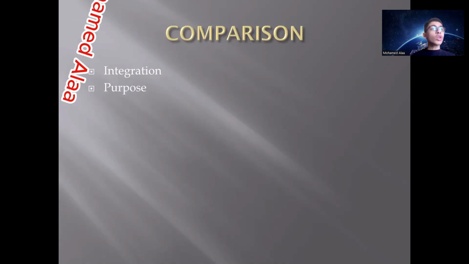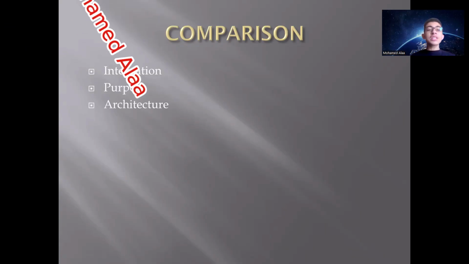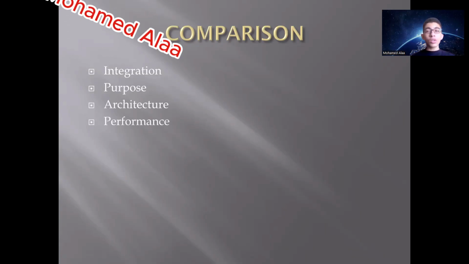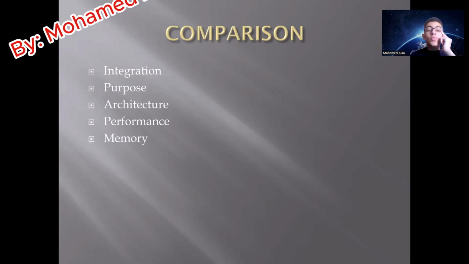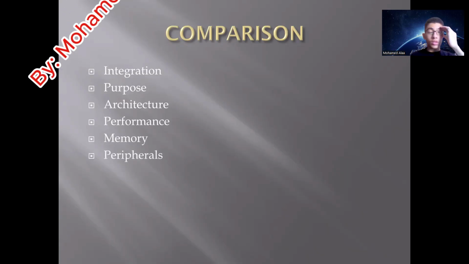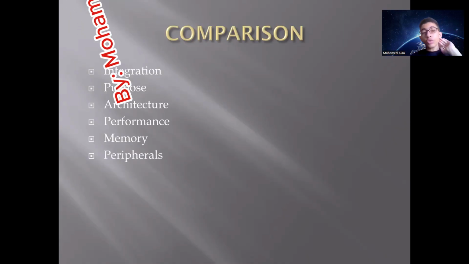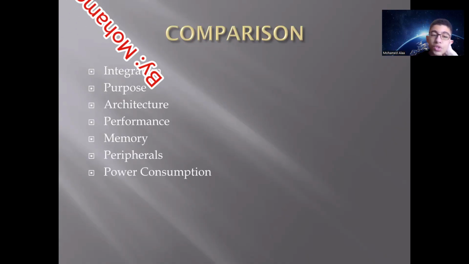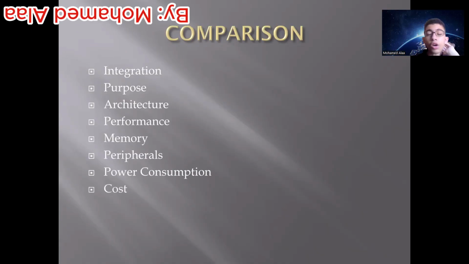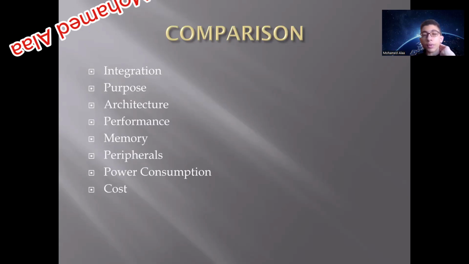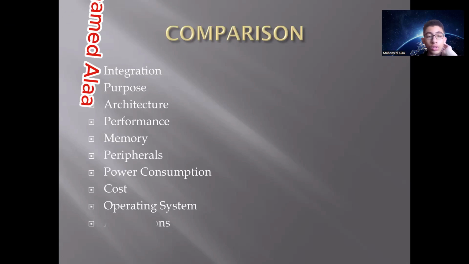Purpose. What task is it needed for? Architecture. How it was designed. Performance. Do we need it high or low? Memory. How much memory does it need? Does it need any? Peripherals. What are the components used? Power consumption. Does it need too much power, or just power from a small battery? Cost. Will it be too expensive or too cheap? Operating system. Does it need an operating system or not?